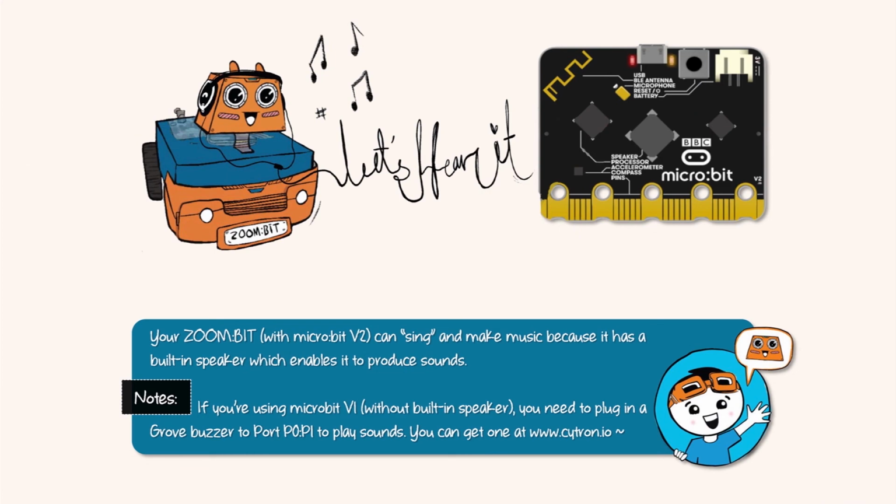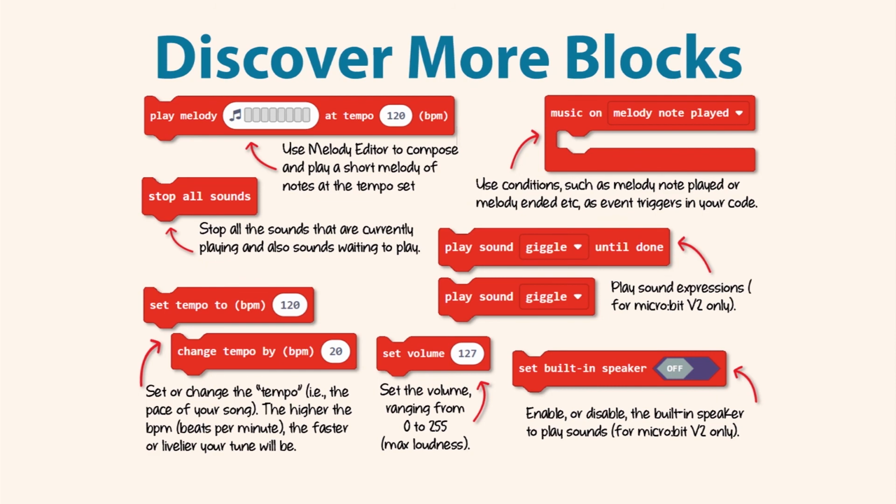Your ZOOMBIT can sing and make music because Microbit V2 comes with a built-in speaker which enables it to produce sounds. If you are using a Microbit V1 on your ZOOMBIT, you can plug in a Grove buzzer to port P0 and 1 to play sounds. There are more blocks in the music category. You can adjust the volume, set a tempo, and so on. Go ahead and check them out.